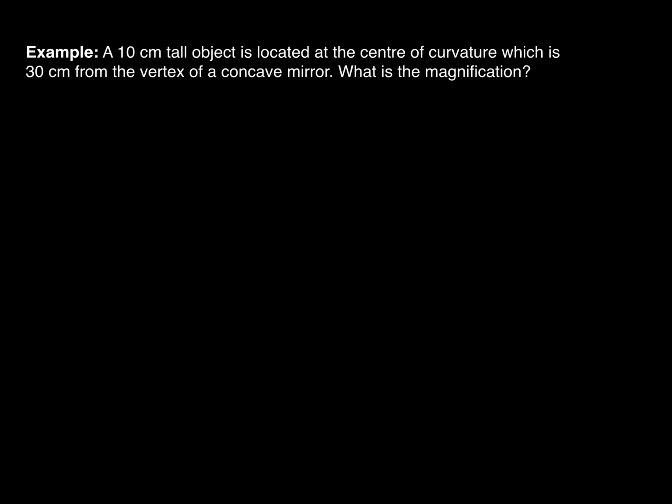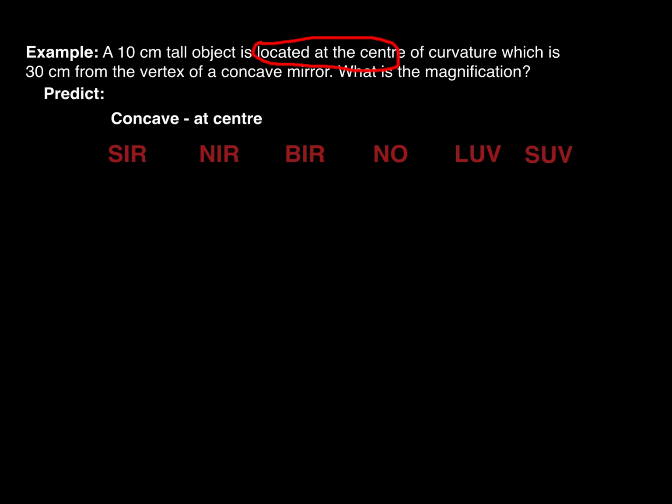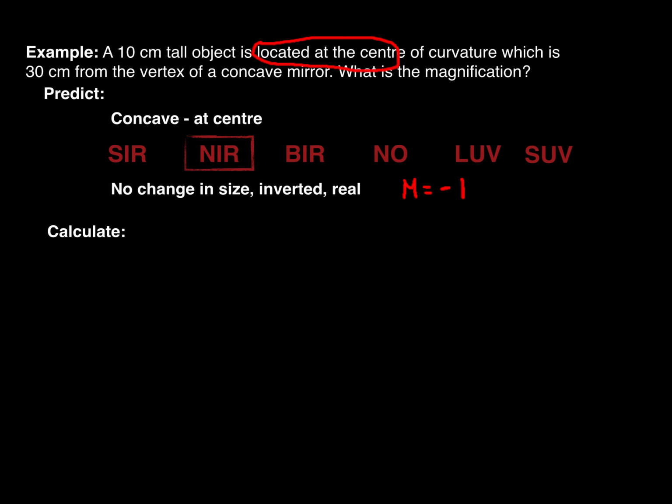Third example. A 10 centimeter tall object is located at the center of curvature, which is 30 centimeters from the vertex of a concave mirror. What is the magnification? Since the object is located at the center, we know the only possible solution is for the image to be NUR, no change in size, inverted, and real. This means we would expect the magnification to be negative, but since there's no change in size, we would expect this to be equal to 1. Let's calculate the magnification to see if this prediction is correct.